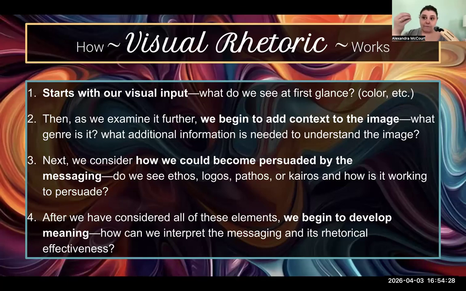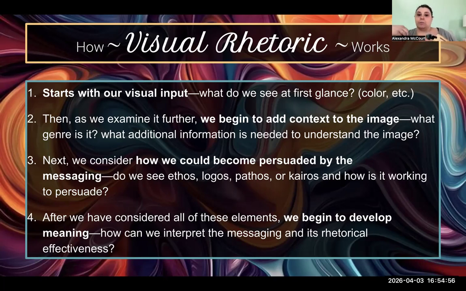If we start with our visual input, the thing that is coming into our eyes, what do we see at first glance? It might be color, it might be size, it might be a host of things. Then as we examine it further, we as the audience, as the person creating meaning and trying to interpret it, begin to add context to that image. Is it a specific genre? What more information do I need to understand the image?